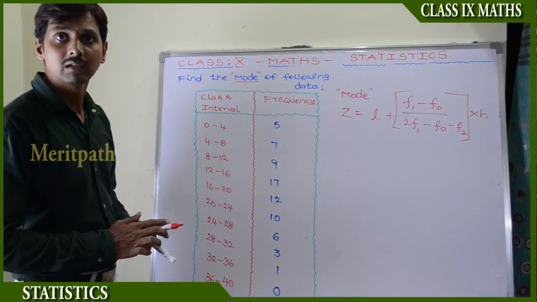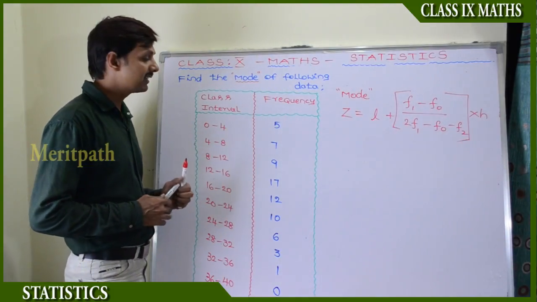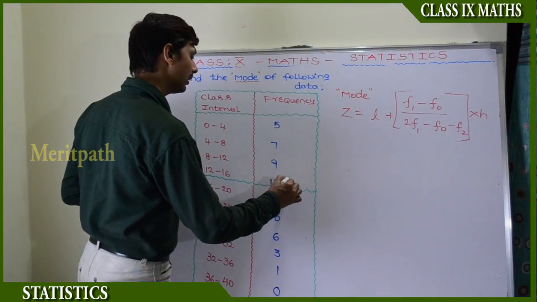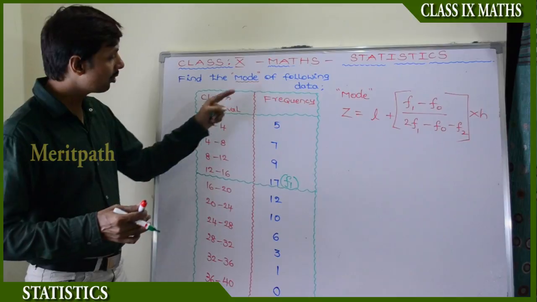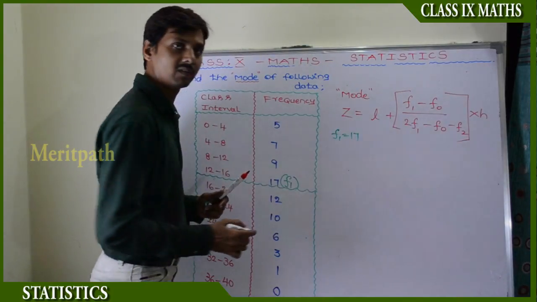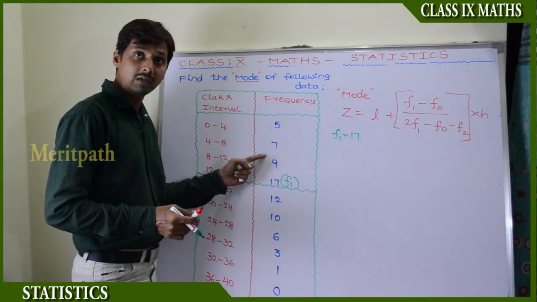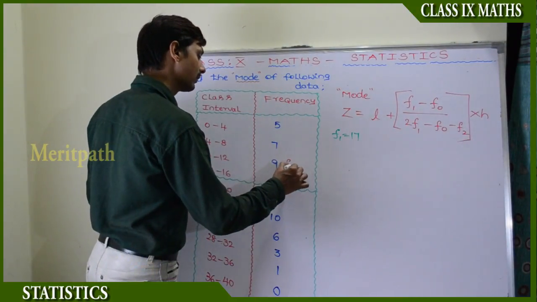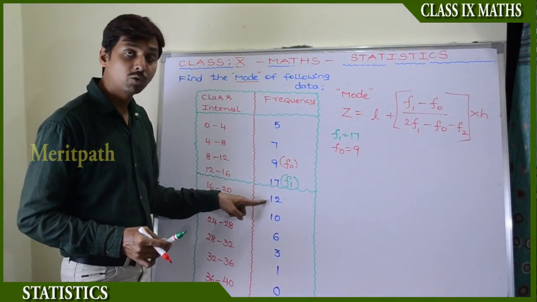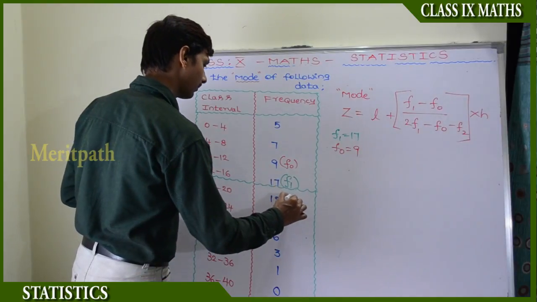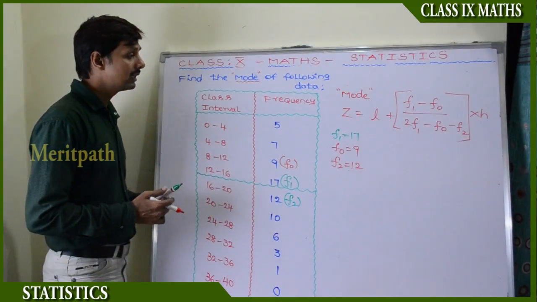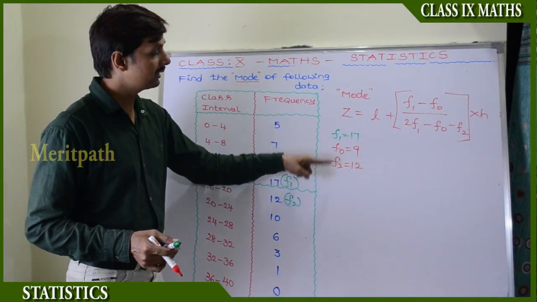So let's find f1. Among all the frequencies, the highest frequency here is 17. So the highest among all the frequencies is called f1, so f1 is equal to 17. The value above f1 is called f0, so f0 is equal to 9. The value below f1 is called f2, so f2 is equal to 12. So we got f0, f1 and f2.